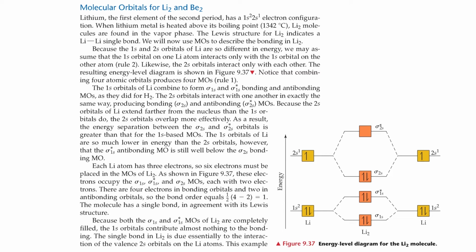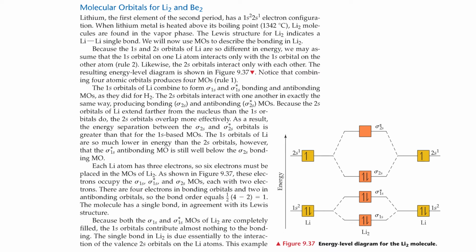Because the 1s and 2s orbitals of Li are different in energy, we may assume that the 1s orbital on the one lithium atom interacts only with the 1s orbital of the other atom. Likewise, the 2s orbitals interact only with each other. The resulting energy level diagram is shown in figure 9.37. Notice that combining 4 atomic orbitals produces 4 molecular orbitals.